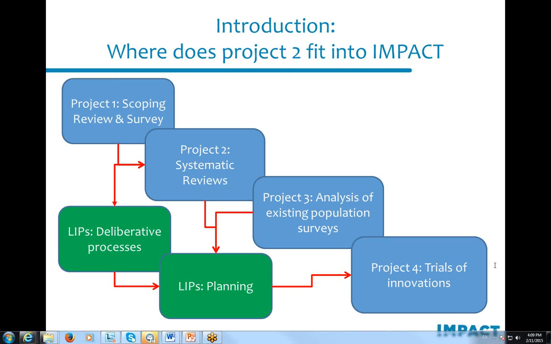At the same time, there's another project, Project 3, which is focusing on analysis of existing national and international population surveys, and both of these projects are feeding into the planning process which the LIPs will be undertaking this year in the lead up to trials in each of the local innovation areas. So that's where Project 2 fits in.